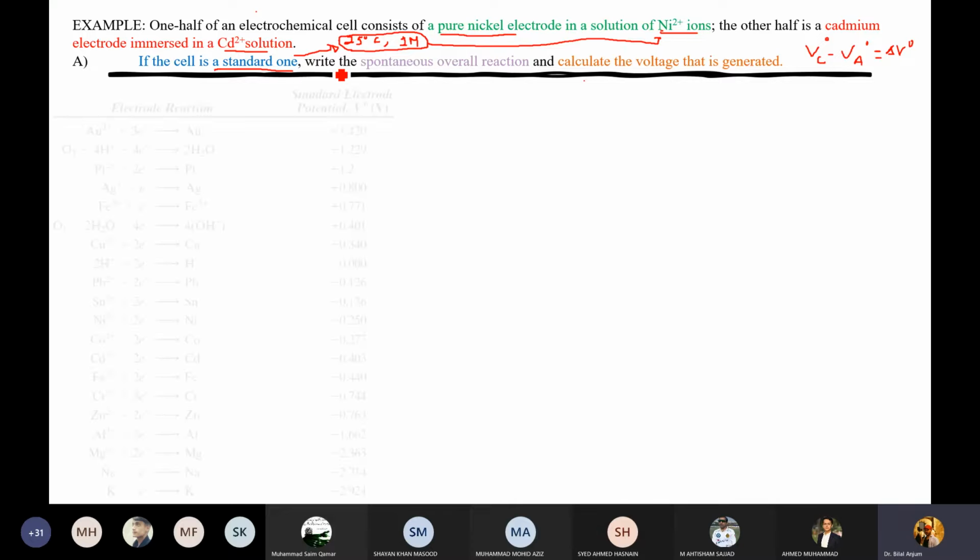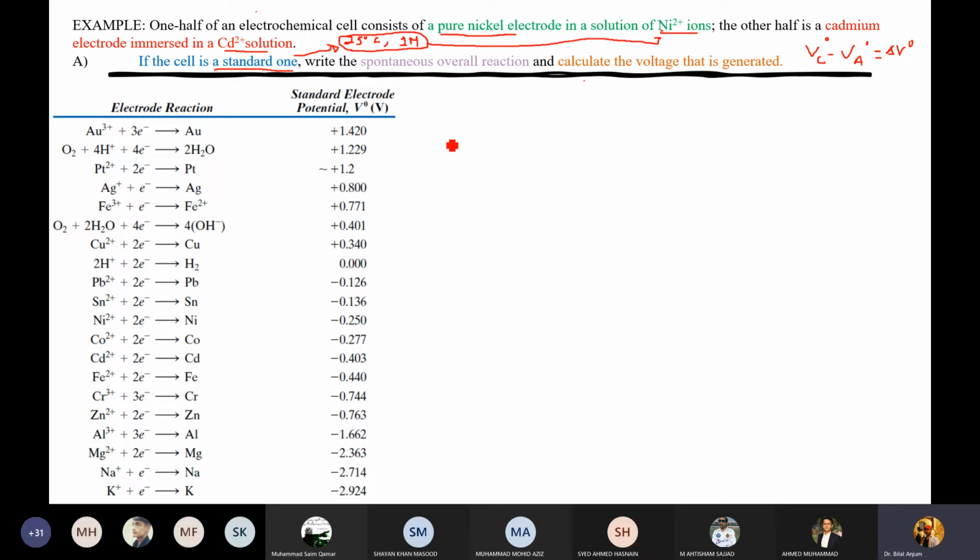This EMF series is where you see the standard electrode potential. Standard electrode potential means that it is measured at 25 degrees centigrade and in 1 molar concentration of the respective ions. This condition is necessary for this voltage to be correct.